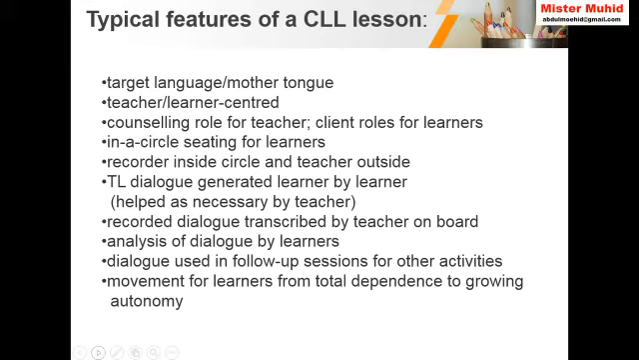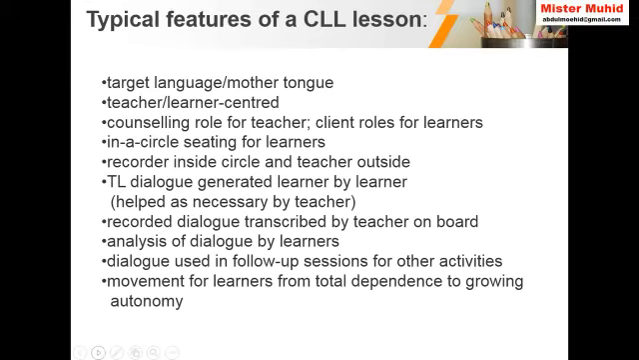Learners sit in a circle, usually the shape is a circle. Recorder inside the circle and teacher outside, so the teacher can be outside the circle to observe and to notice the activity. Target language dialogue is generated learner by learner, with help as necessary from the teacher. The recorded dialogue is transcribed by the teacher on the board, so the teacher can write the words or the conversation on the board. Then learners analyze the dialogue, and the dialogue is used in a follow-up session for other activities, with movement for learners from total dependence to growing autonomy.